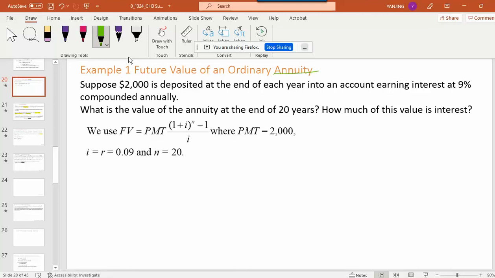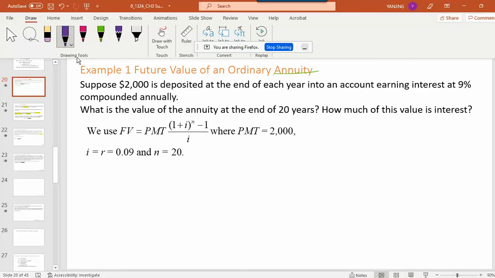Same thing as the mortgage. You get a loan from the bank and then you pay the mortgage every month. So you actually buy an annuity from the bank. So that's the key difference in this case.